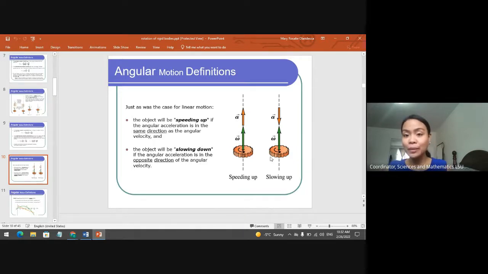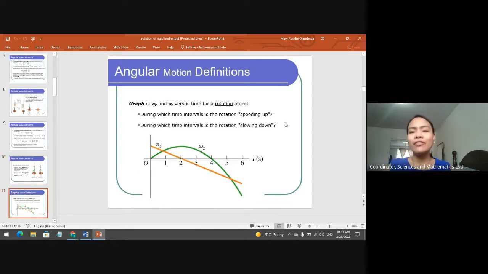Say for example, here our disc is turning in this direction. So our fingers curl in that direction and the thumb is going up, so our angular velocity is going upwards. Now, perhaps the angular acceleration is also going upwards, so that means our object is speeding up. While if our angular acceleration is acting opposite to our angular velocity, that means that our object is already slowing down.